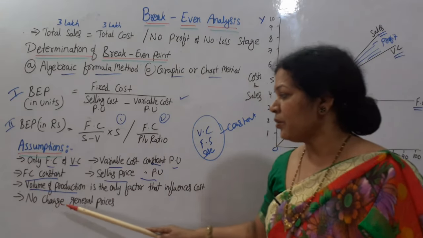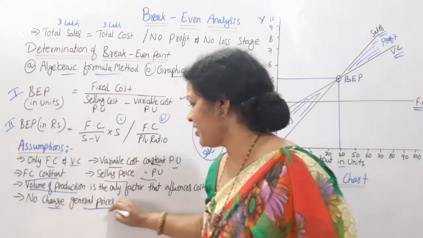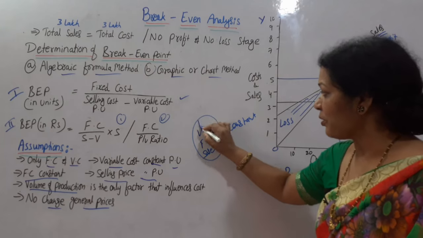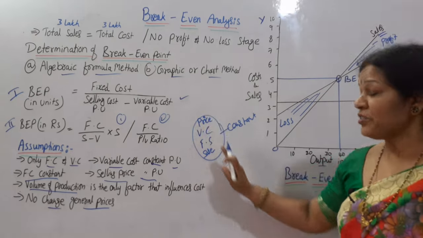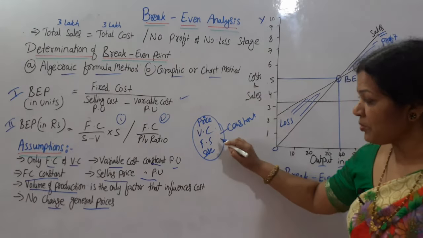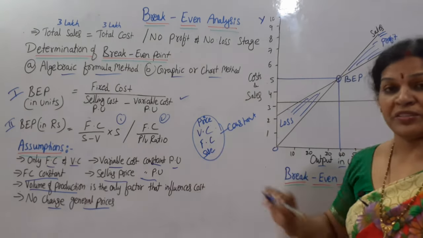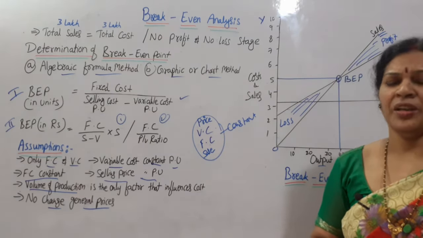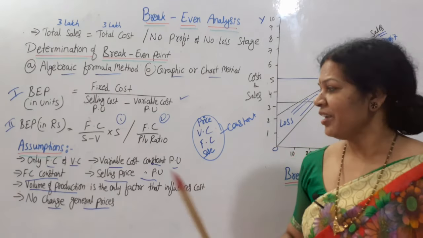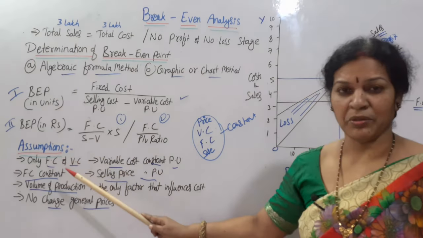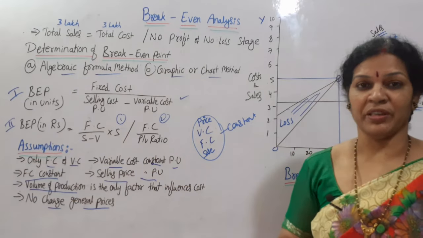And the last one, no changes in general prices. Price is also not going to change. No change in price. We'll add price also here. Price is also not going to change. That means variable cost, fixed cost, sales and price, all these things are constant. And what is going to make an effect? Production, volume of production. Do you remember, right? And also the first point is that only fixed cost and variable cost we have taken, no semi-variable. So these are the assumptions of break-even analysis.